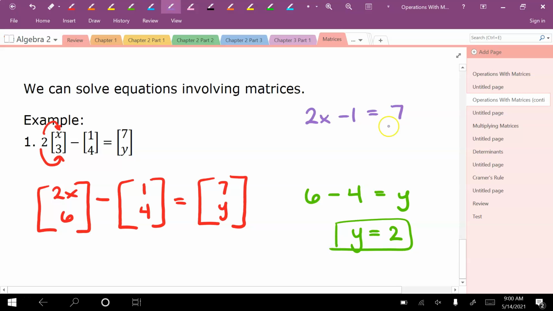For the x, I'm going to add 1, so I get 2x equals 8. And then I'm going to divide by 2, and I get x equals 4. So it's not any more complicated than what we were doing on the previous page. It just looks a little bit different because you have to use like a scalar and then add or subtract.